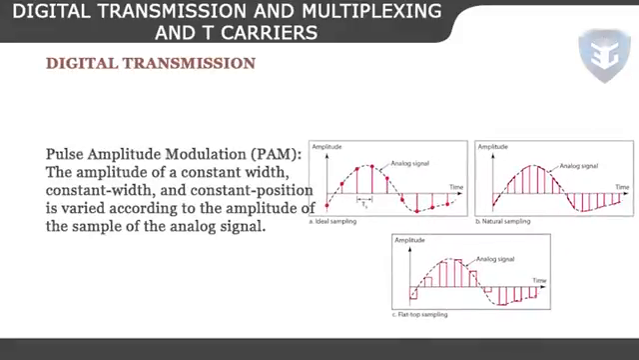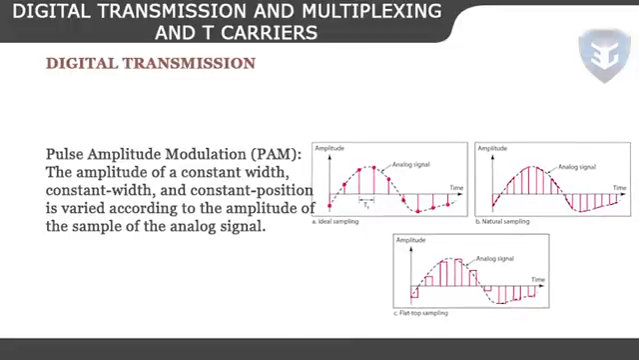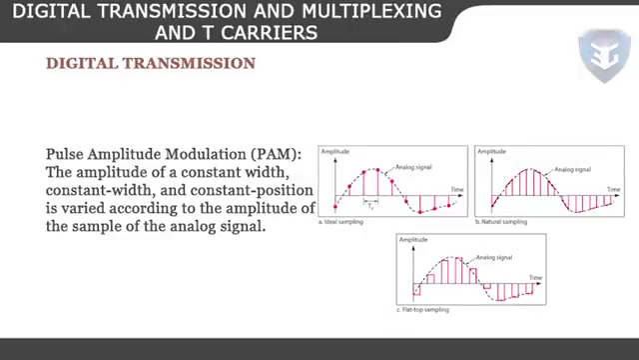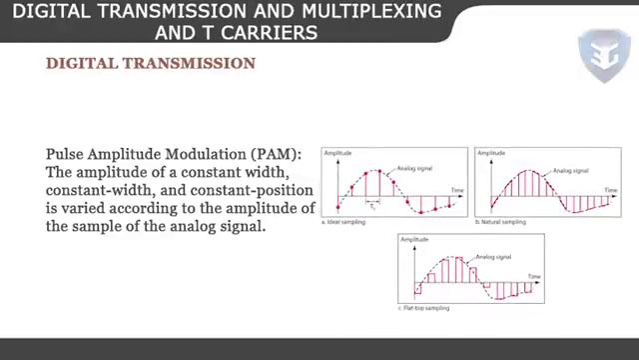Pulse amplitude modulation, PAM. The amplitude of a constant width and constant position pulse is varied according to the amplitude of the sample of the analog signal. It resembles the original analog signal more than the waveforms for PWM or PPM.